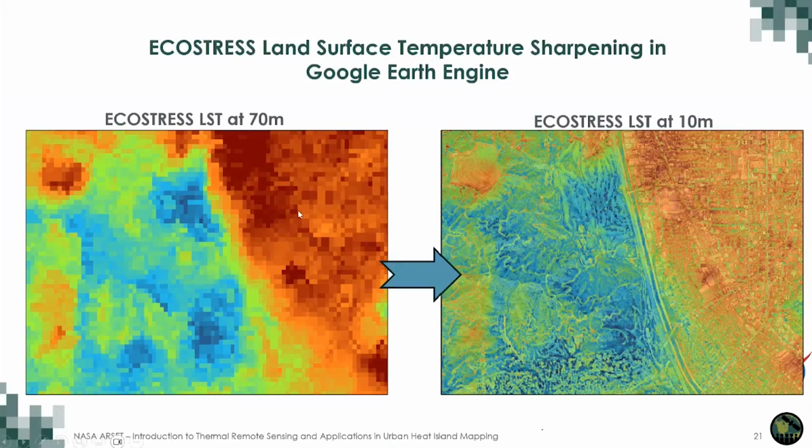This is over LA, by the way, down to 10 meters, where we can now start seeing very fine scale detail in the temperatures. We can see the differences between these hiking trails in Griffith Park, golf courses, freeways, building roofs, and so forth. So this opens up just a huge capability for us over specifically urban areas, but also in other natural vegetation areas as well.